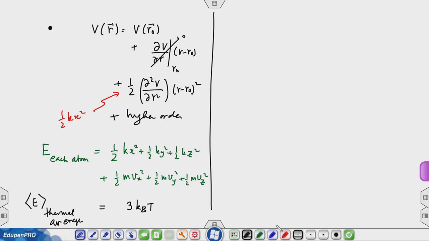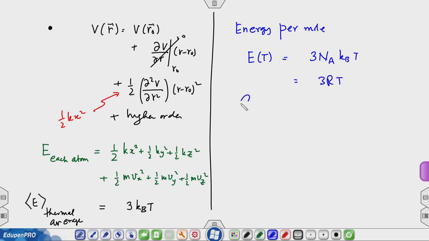And therefore, per mole, energy as a function of temperature is going to be equal to 3 N Avogadro kBT equals 3RT, and CV, which is dE/dT at constant volume, is 3R, roughly 24 joules per mole.